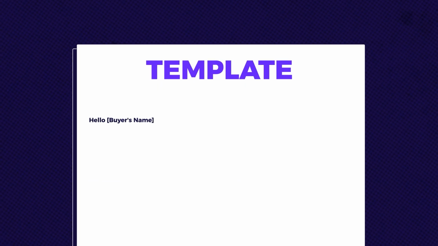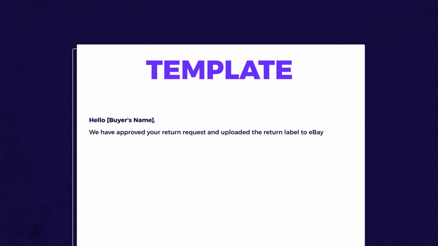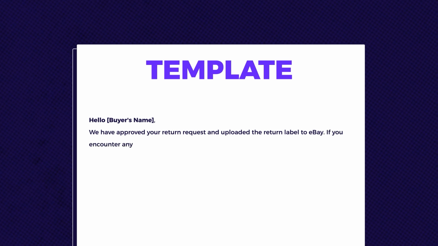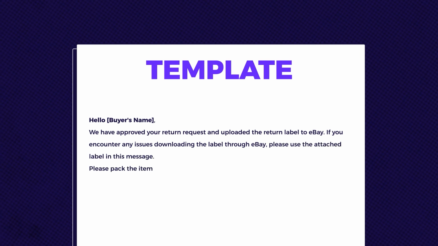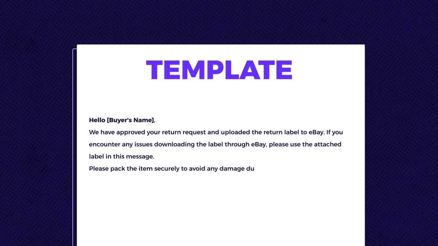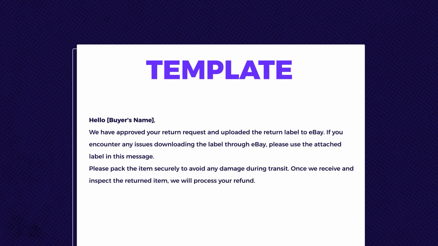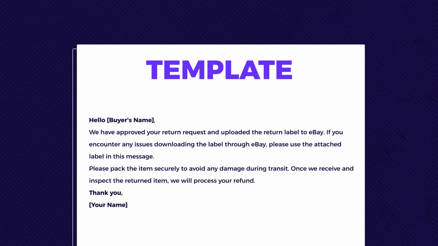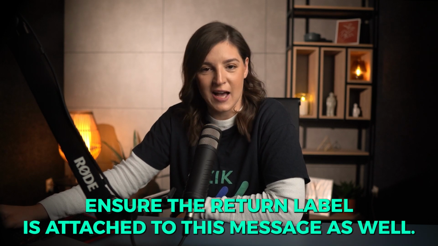Hello, buyer name. We have approved your return request and uploaded the return label to eBay. If you encounter any issues downloading the label through eBay, please use the attached label in the message. Please pack the item securely to avoid any damage during transit. Once we receive and inspect the returned item, we will process the refund. Thank you. And then add your name. Also, ensure the return label is attached to this message as well.